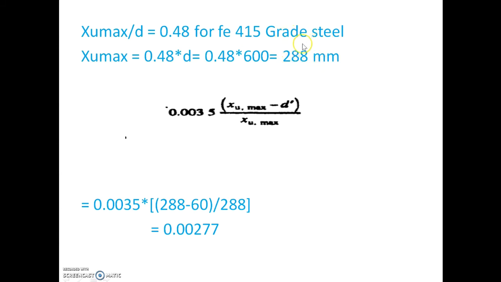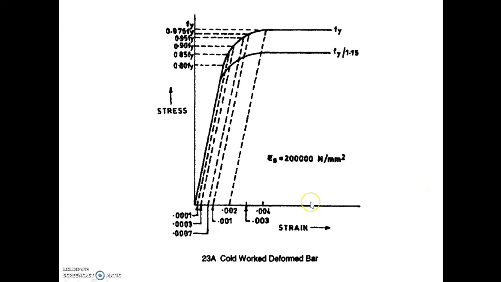After finding out the XU max value, substitute the XU max and the D prime values in the strain equation. We will get the strain value of 0.00277. After getting the strain value, we have to find the stress value, that is the FSC value, by using the stress strain curve of cold worked deformed bars. So this is the cold worked deformed bar stress strain curve. We got 0.00277, so nearly equal to 0.002.